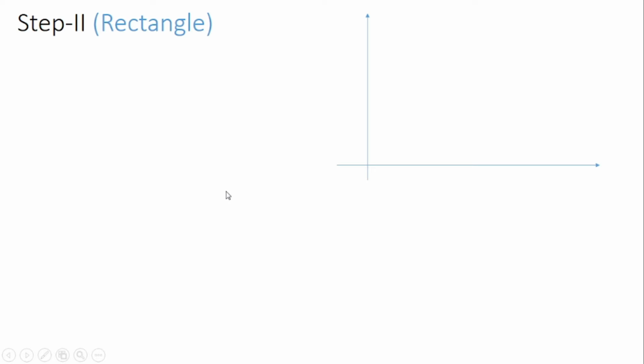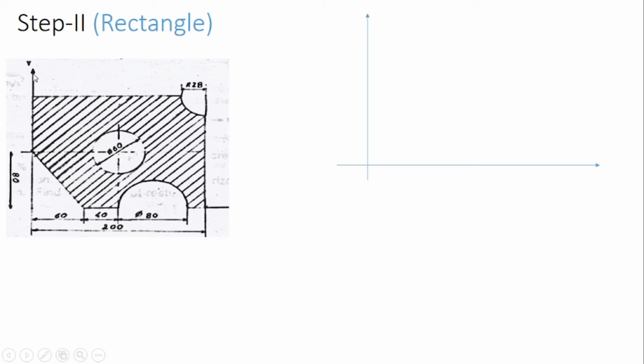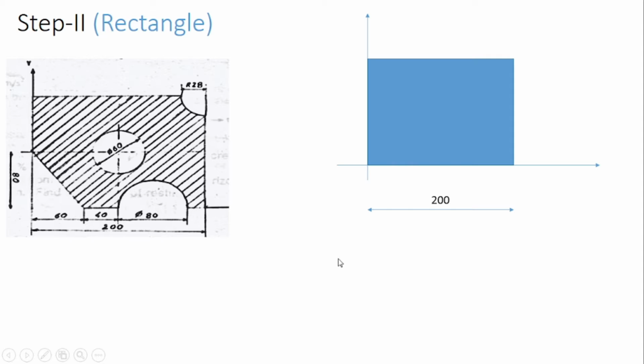So we'll start with the second step. We'll draw the individual shapes for the given figure, starting with the rectangle. First, for the rectangle, we'll find the base. The base is 200 and the height of this rectangle is 160. Now we'll locate the centroid point for this rectangle. This length should be equal to base divided by 2, so it is 200 divided by 2. This length is equal to height divided by 2, so it is 160 divided by 2.